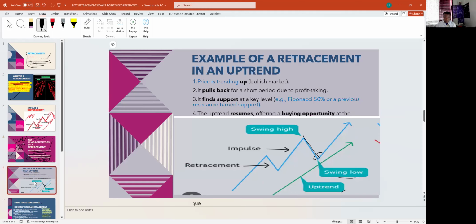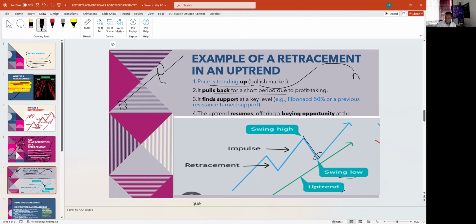Now, let's move on. We're going to see an example of a retracement in an uptrend. Price is in an uptrend, so price is trending up. Whenever price is trading up, we call that bullish. Whenever price is trading down, we call that bearish. You know that. So it pulls back for a short period due to profit taking, as I just told you. So it's moving up, and it goes a little bit down here because people sell at the top. You know that. You always buy at the bottom and you sell at the top.